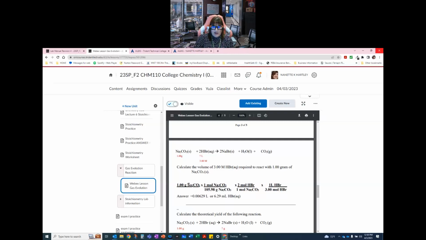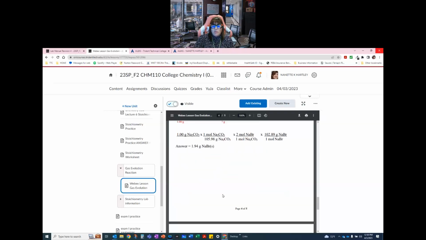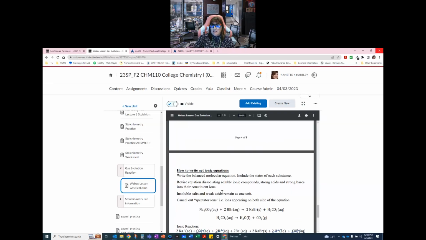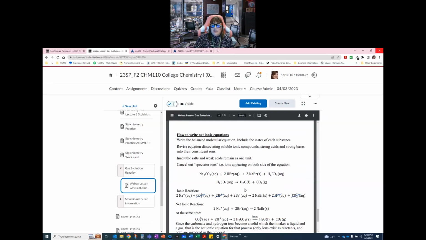So grams to moles of something else, to liters of something. Okay, so that's what you're doing there. You can then calculate your theoretical yield for how much NaBr is supposed to be formed, and then eventually you can calculate a percent yield based on what is actually made. They may give you that information.